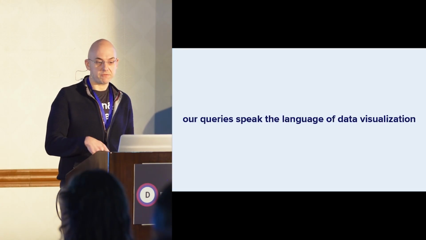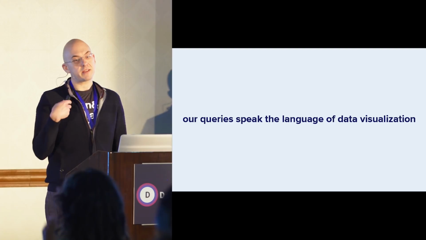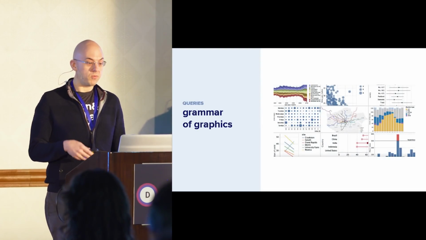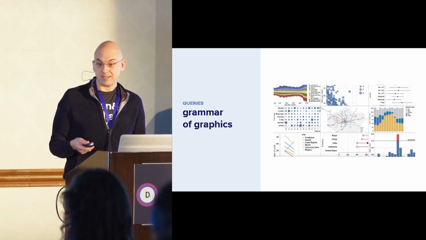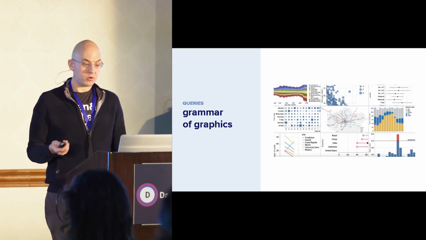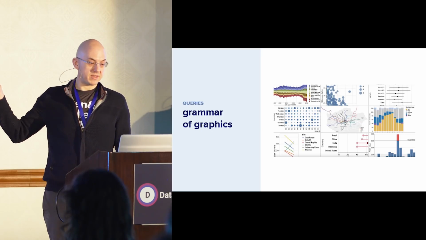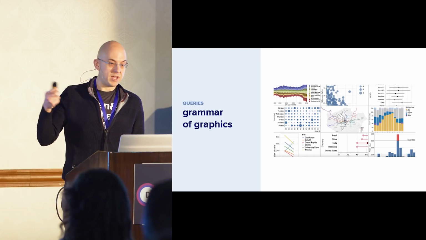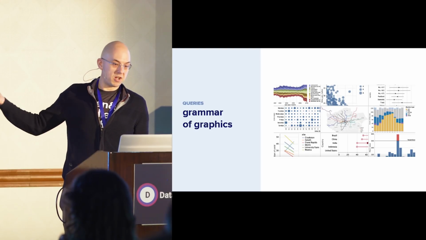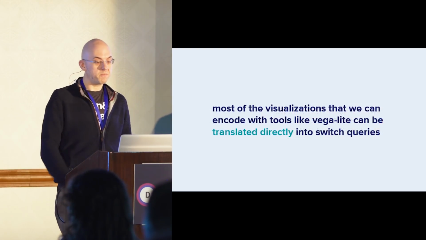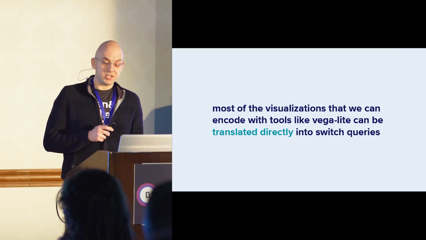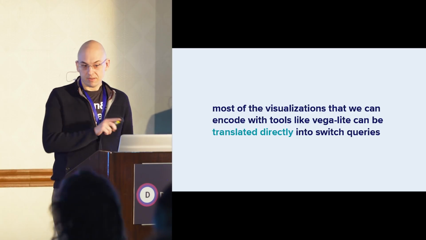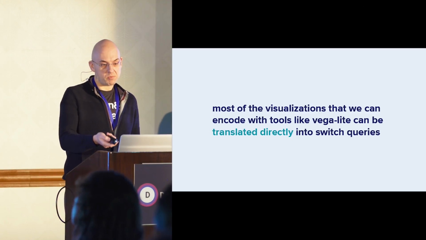This is the second major part of the framework. Our queries are unique in the fact that they speak the language of data visualization natively. So the grammar of graphics is this language, and our queries are based on it. You can see here we've taken this picture from Vega Lite. It's a rendering system, a UI system based on the grammar of graphics, and you can see how powerful the kinds of things you can make with that are. Most of the visualizations that we can encode with tools like Vega Lite can be translated directly into Switch queries, with very minimal changes.